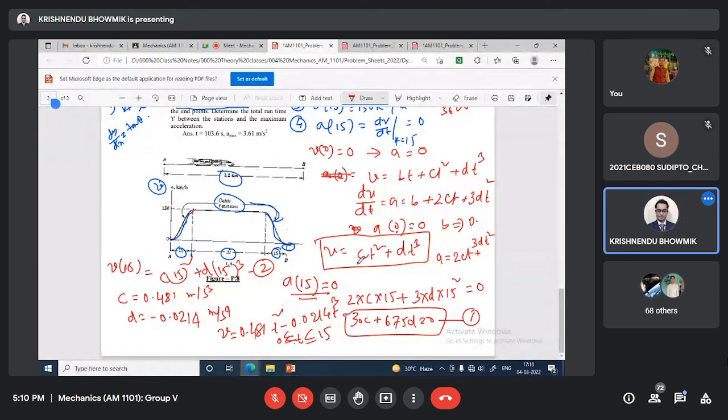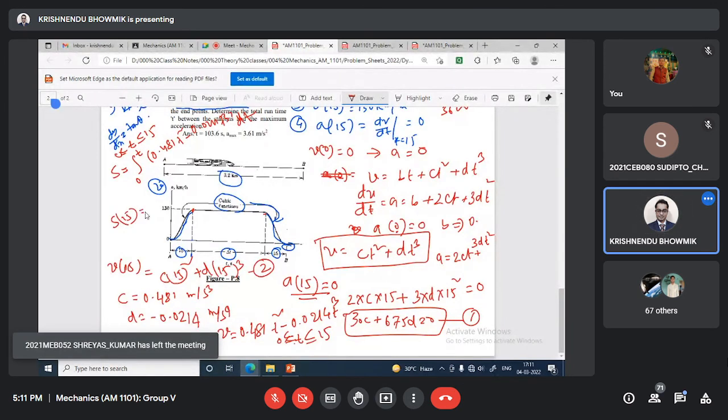Now we have to calculate the distance traveled S for a given T. I am writing this because beyond this range it is not valid. In this case S will be the integral from 0 to T of 0.481 t square minus 0.0214 t cube dt. You will get some expression, and S15 you will get as 270.8 meter. Some millimeter decimal point issue may be there, don't worry.